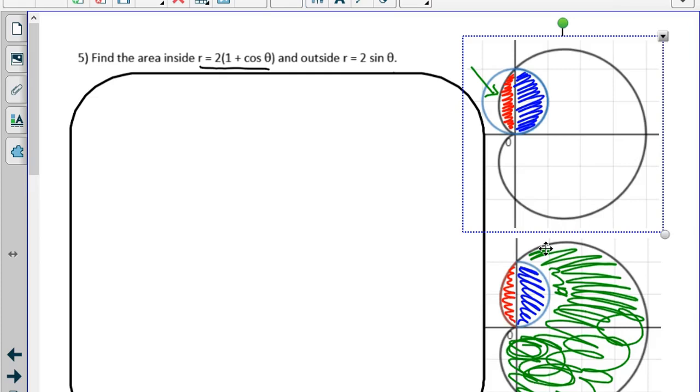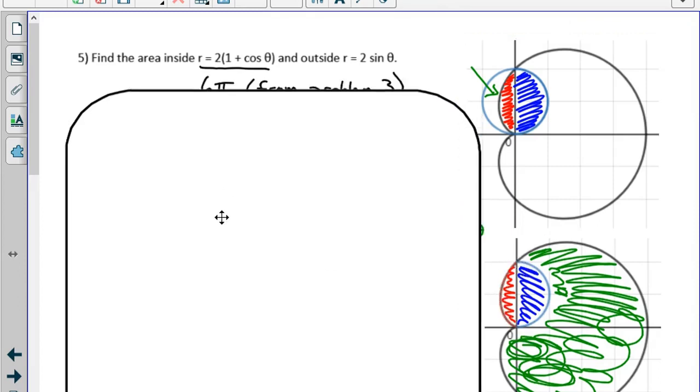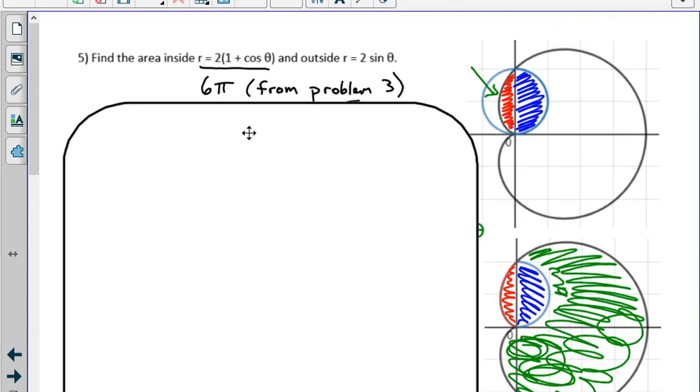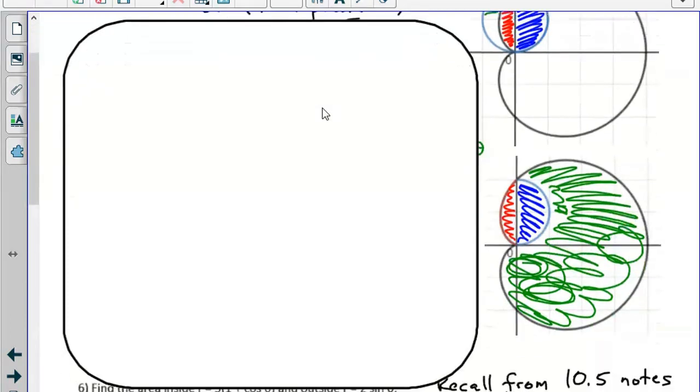So basically what we have to do is figure out where these points intersect in terms of theta. This point is at pi over 2. So I'm going to subtract the integral from 0 to pi over 2 of the circle, and then I'm going to subtract from pi over 2 to pi of the cardioid. Just recall that the area of the entire cardioid, we did this in problem 3, is 6 pi.